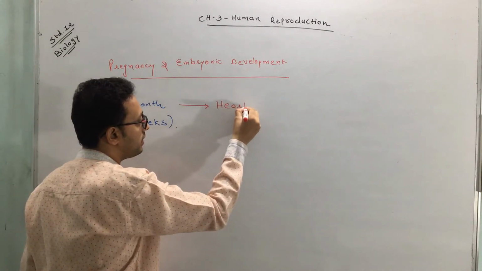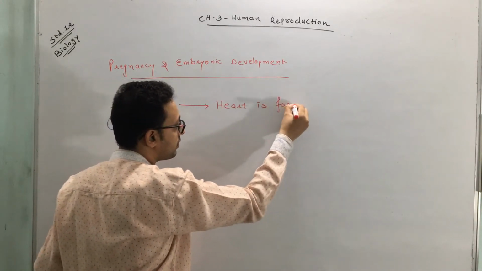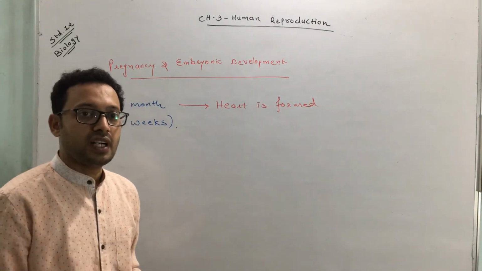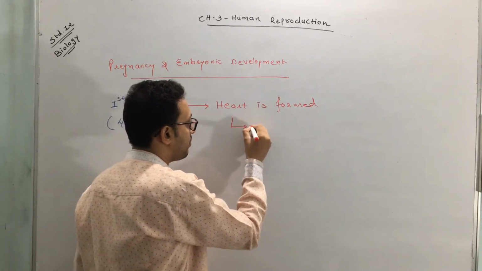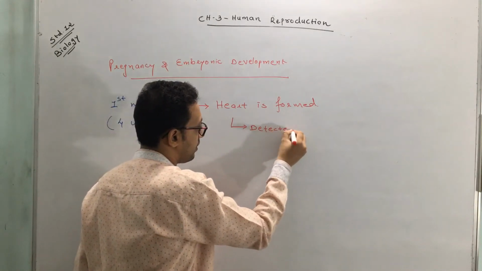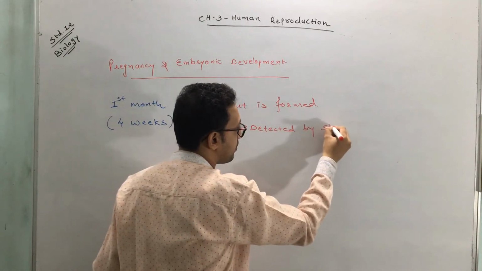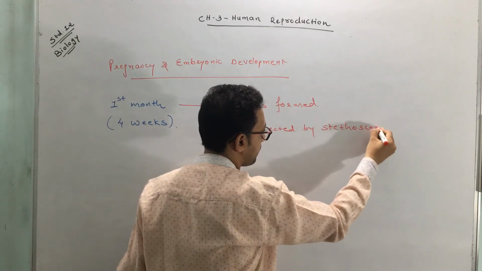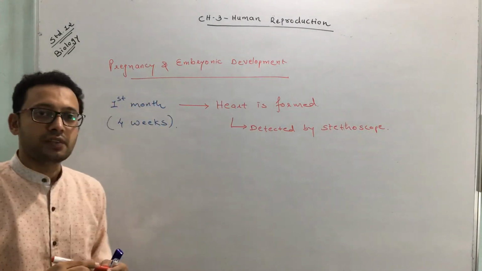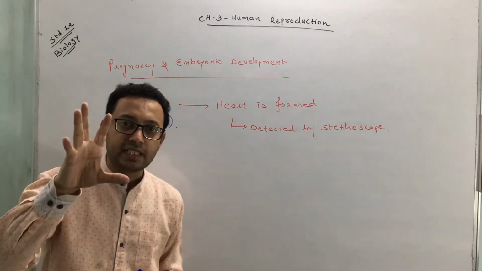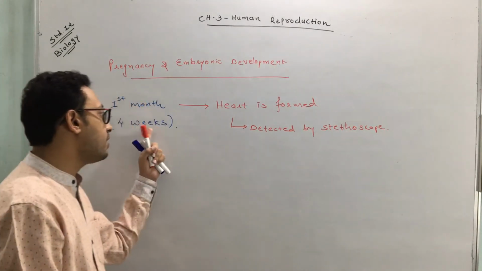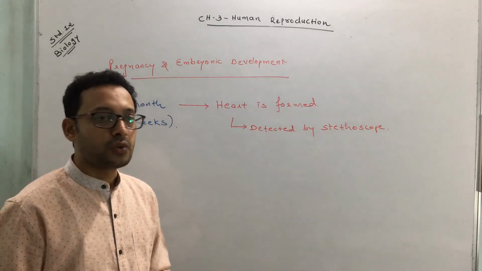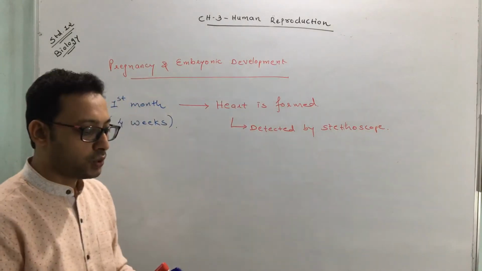The heart is formed, and the heart starts beating. The formation of a heart can be detected by hearing a sound with the use of a stethoscope. Okay, because once the heart is formed, it starts beating at the end of the first month or at the end of 4 weeks, and that sound can be heard with the help of a stethoscope. Okay, so at the end of the first month, the heart is going to form.